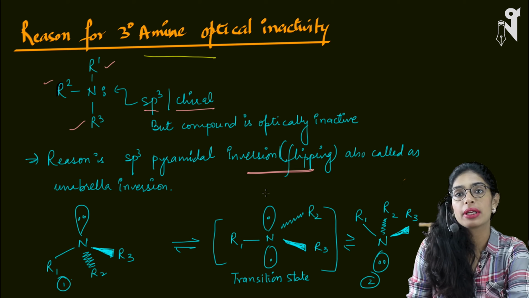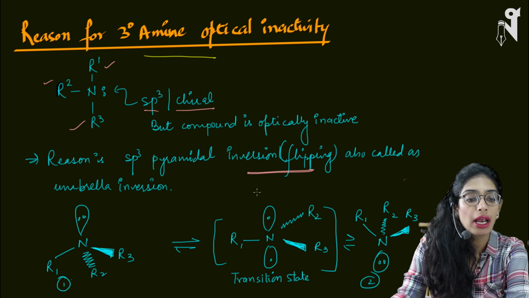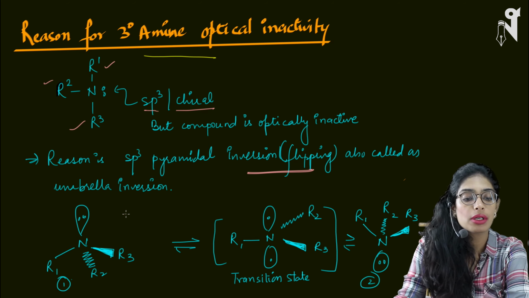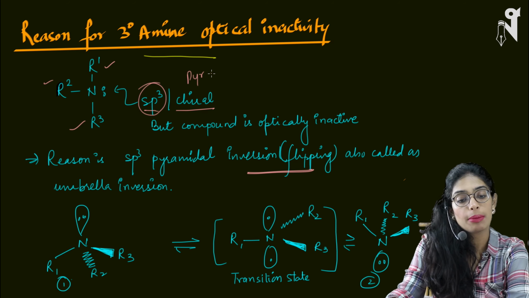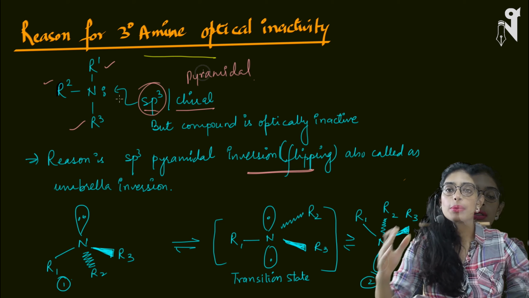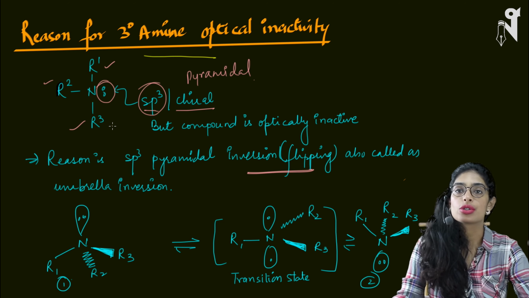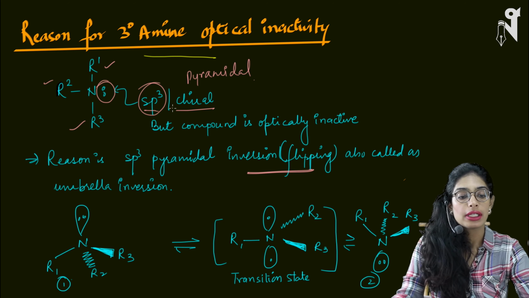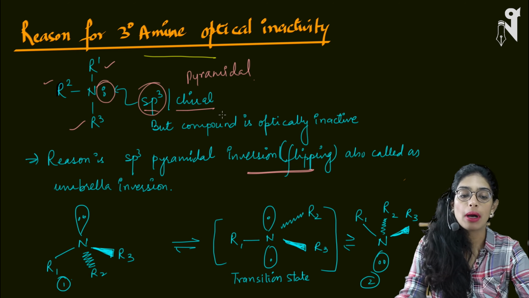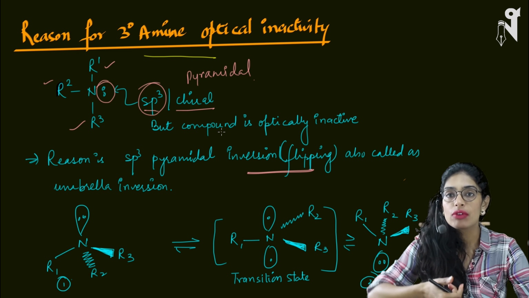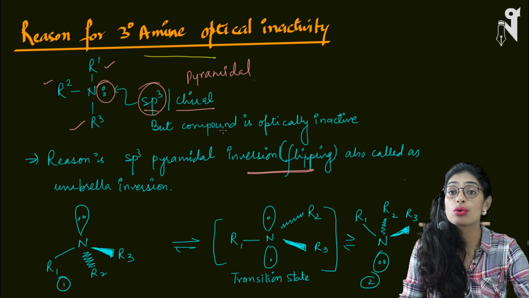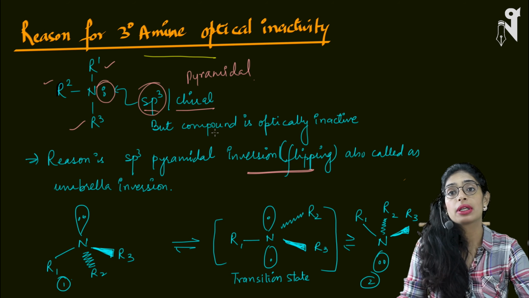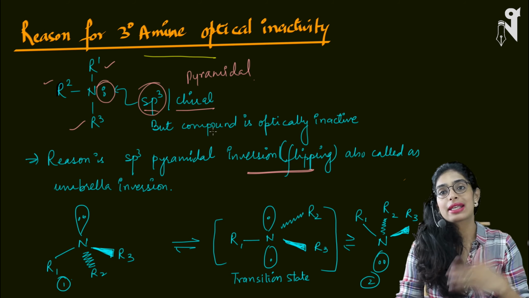Now what that flipping is, this sp3 hybridized nitrogen is pyramidal in shape. Why is it pyramidal in shape? This pyramidal shape is because of the lone pair. So now this is an sp3 pyramidal compound, and there is a sort of flipping which happens on this nitrogen, because of which the optical activity gets cancelled out.